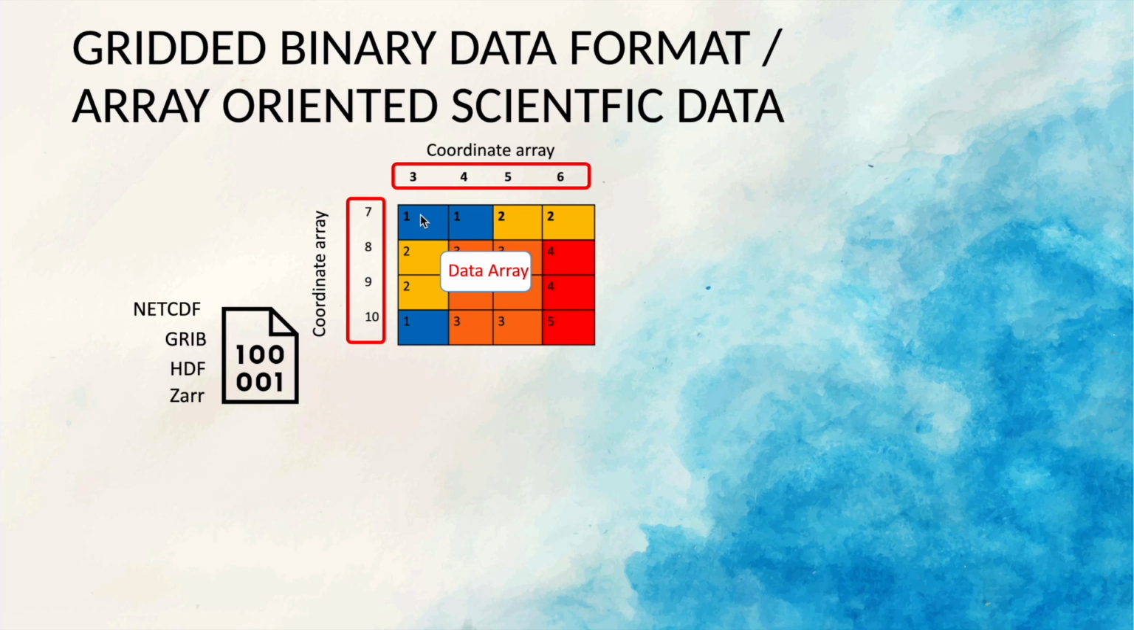And here is the important thing about the coordinate array: the coordinate array has its own values. The values can be defined as x, y, z, or latitude, longitude, and time. So here is an example of a very simple and small array, just a 4 by 4.